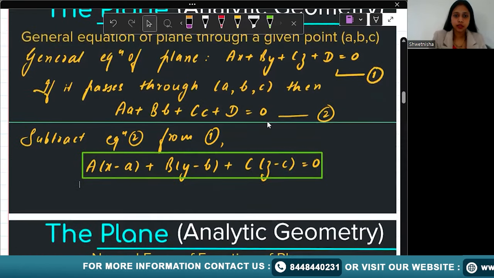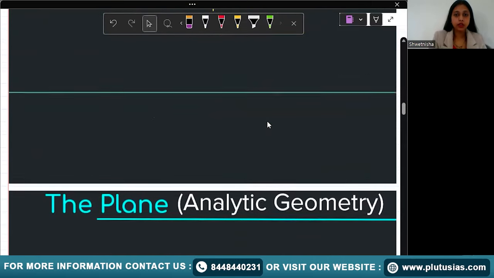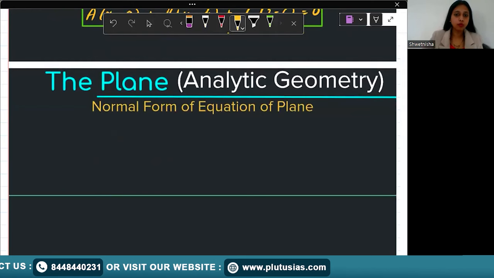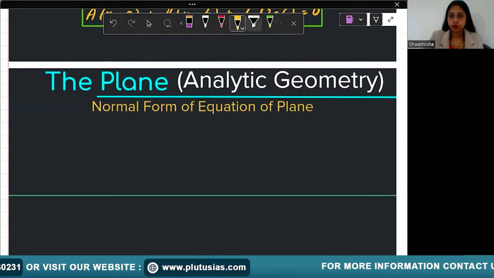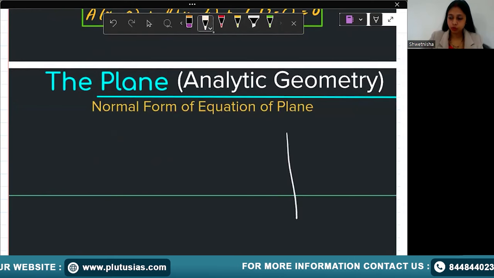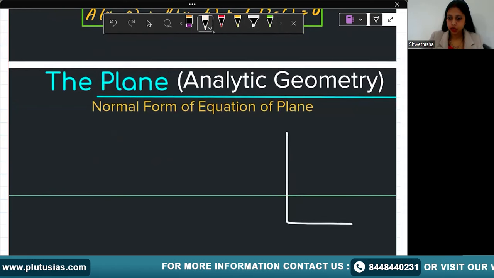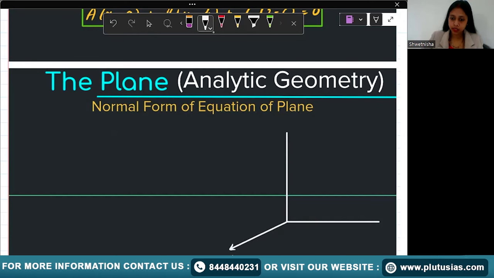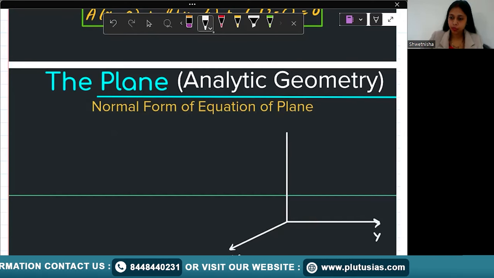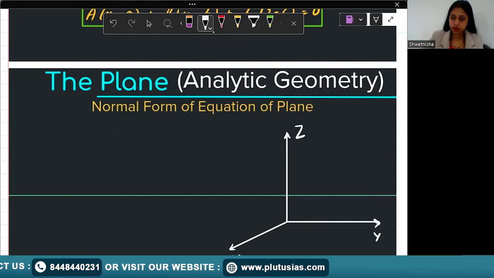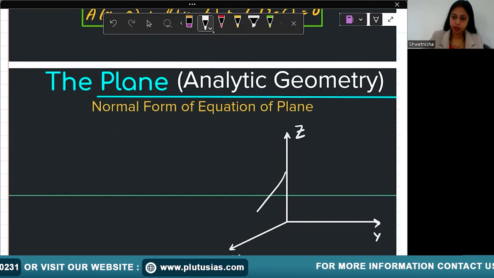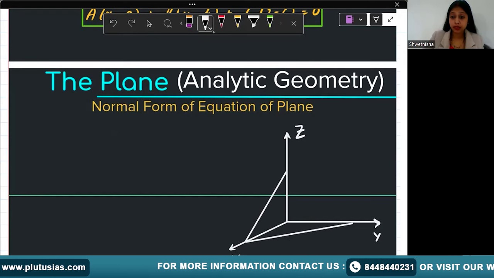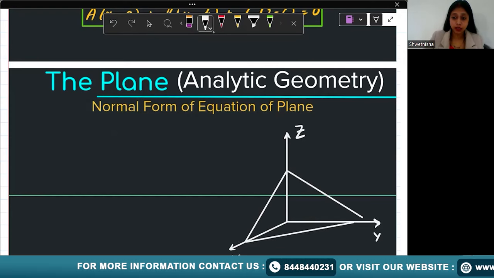Next, this was the general equation of a plane. And then we have the normal form of the equation of a plane. To start with, we'll assume a few things here. This is the x-axis, y-axis and z-axis. And there's a plane. Why do we draw the plane like a triangle? I hope that part is clear.